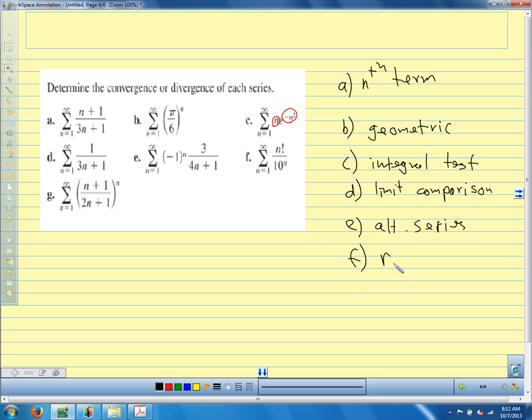Ratio. That's a good one for a ratio because of the factorial. G. Oh, look at this. This is a gift. Root test. Yeah. We have this nth power here. It's saying please use the root test. It's asking very nicely. All right. The integral test. If you're masochistic, you would choose the integral test for that one. All right. I have another set of questions for you.